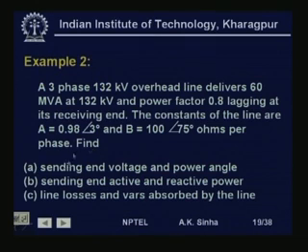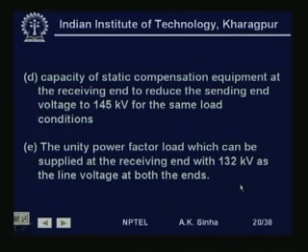Now, we need to find for this system: A, the sending end voltage and power angle. B, the sending end active and reactive power. C, the line losses and vars absorbed by the line. Also, we would like to find out the capacity of static compensation equipment at the receiving end to reduce the sending end voltage to 145 kV for the same load conditions.